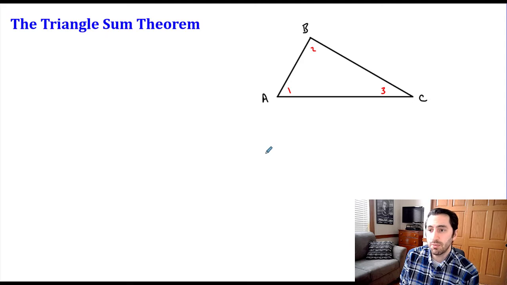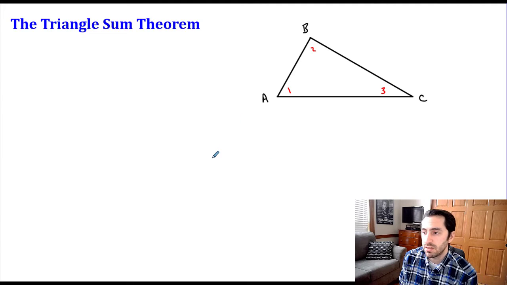Now the triangle sum theorem says that the sum of these three angles, the three interior angles of a triangle, when you add them all together, you get 180 degrees. No matter what the triangle looks like, no matter how big or how small a triangle is, the angles always add up to 180 degrees. So I want to prove that. I want to justify that that is true.